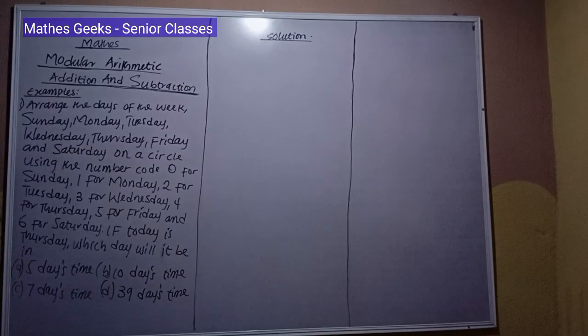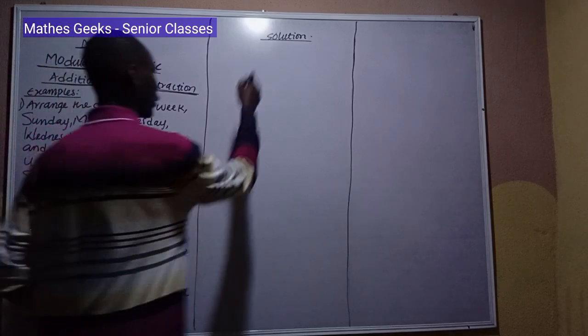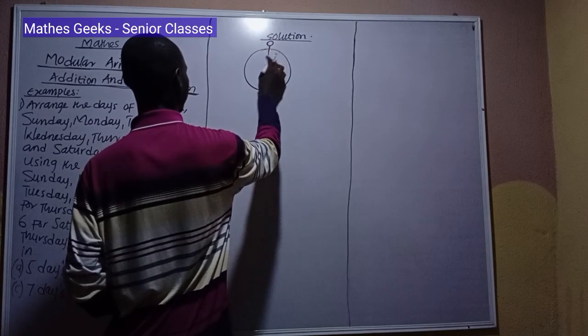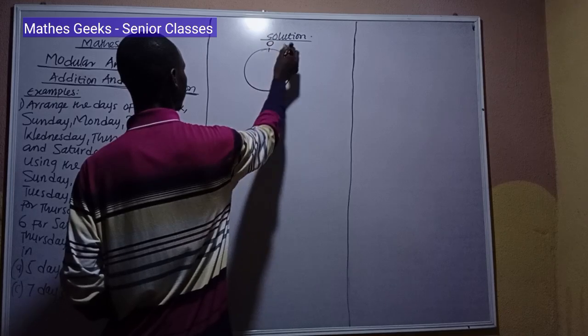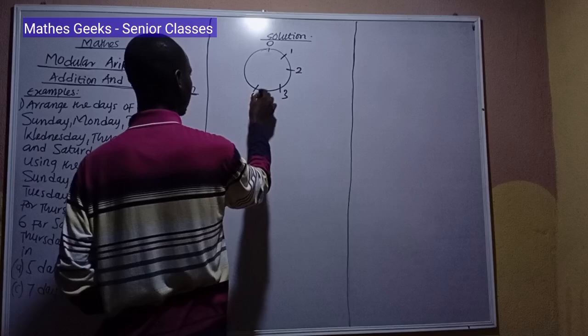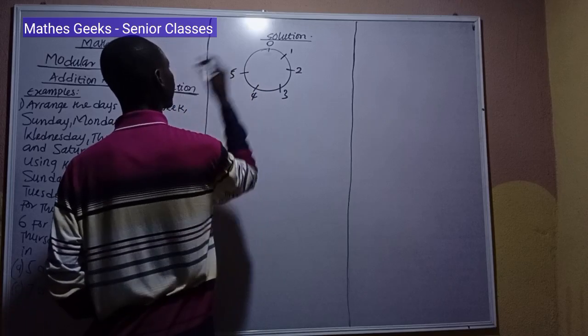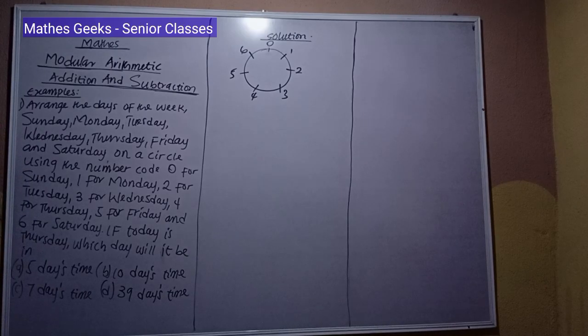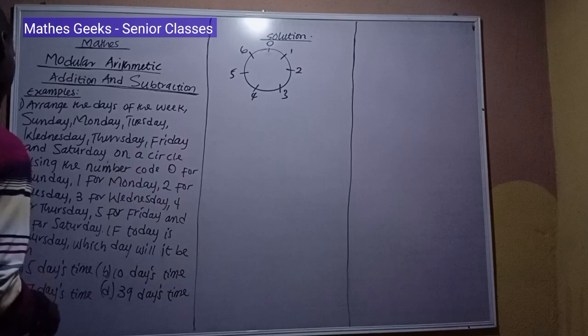So arrange the days of the week: Sunday, Monday, Tuesday, Wednesday, Thursday, Friday, and Saturday on a circle using the number code 0 for Sunday, 1 for Monday, 0, 1, 2, 3, 4, 5, 6. That's the code. So 0 stands for Sunday, Monday 1, Tuesday 2, on and on till Saturday, which is 6.